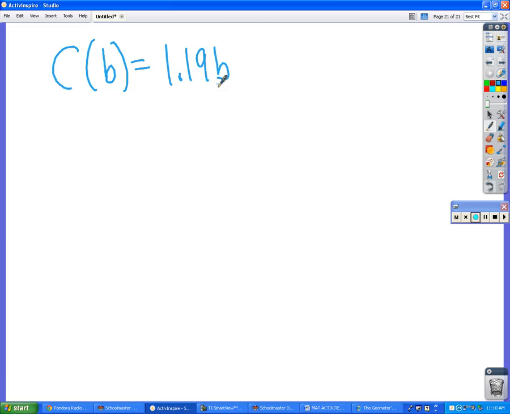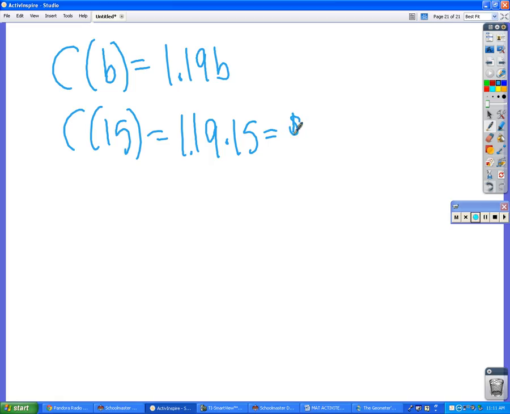So then we want to evaluate this function for 15 bottles. How would you figure that out? Just plug it in, 1.19 times 15, and Jennifer says that is 17 point what? 85. $17.85 for the 15 bottles of sports drink.